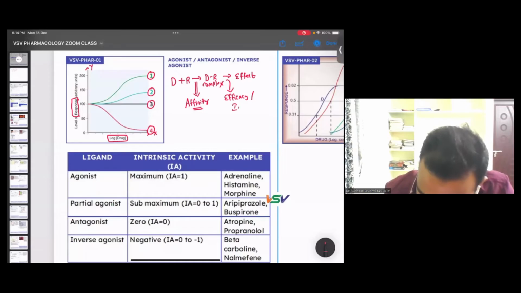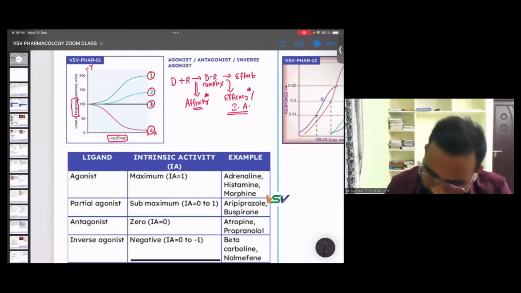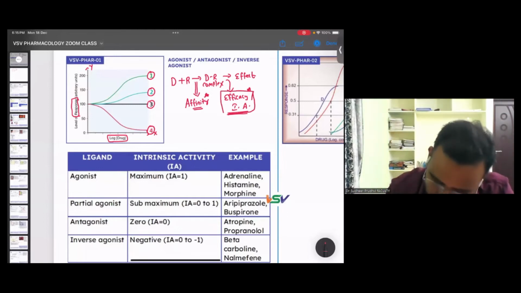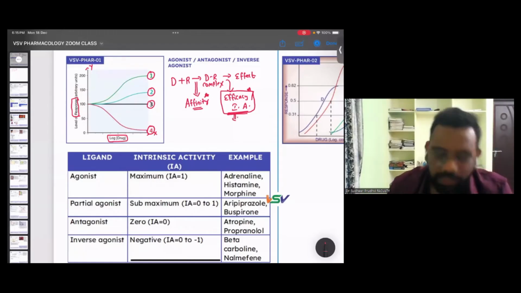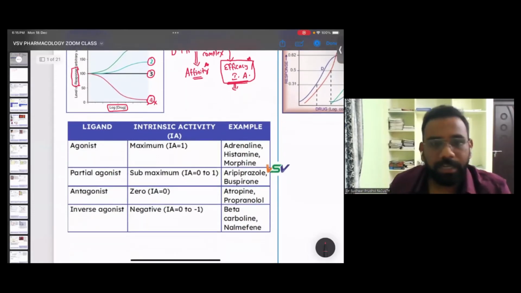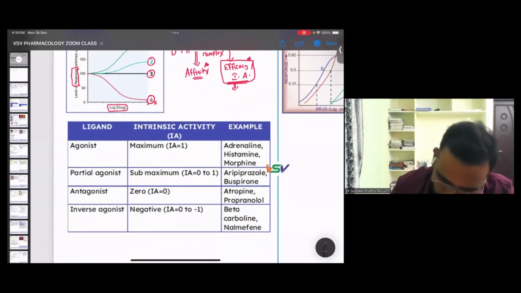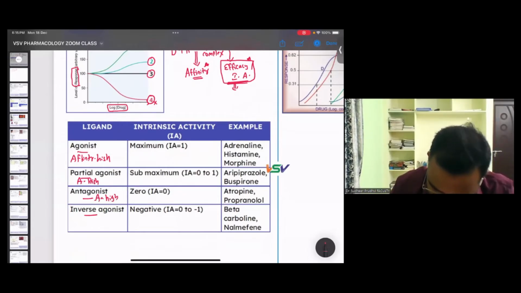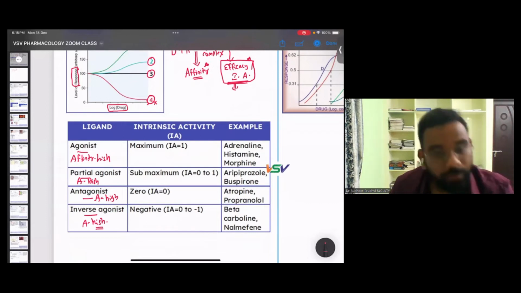Efficacy, or you can say intrinsic activity, anything is fine. So we have 2 definitions, affinity and intrinsic activity. Based on this efficacy, we have different categories of drugs: agonist, partial agonist, inverse agonist. Here in the table, we have given clear-cut information: agonist, partial agonist, antagonist, and inverse agonist. For all, affinity will be high. Remember, affinity will be high for all, so no confusion here.